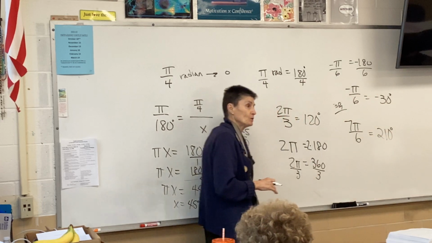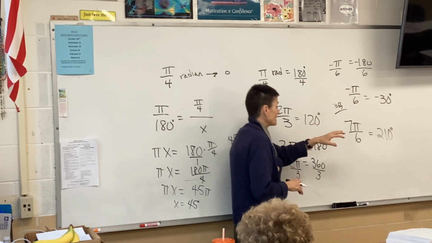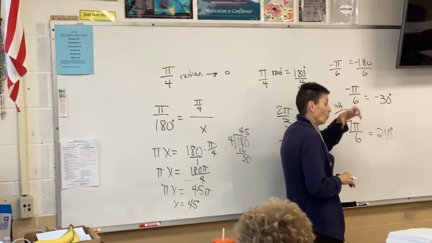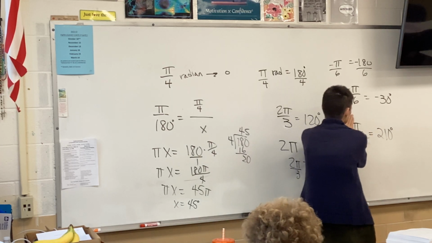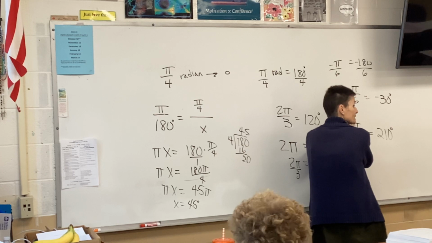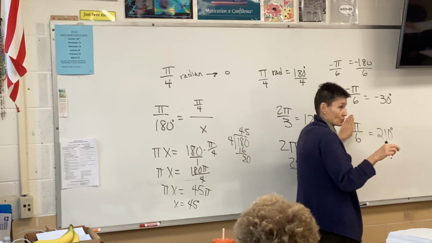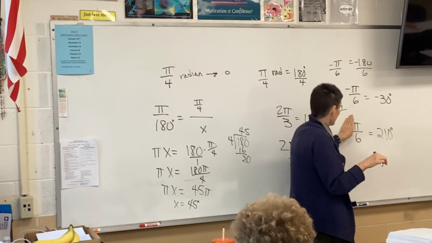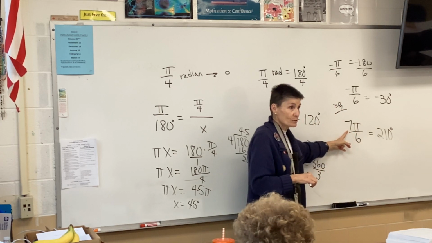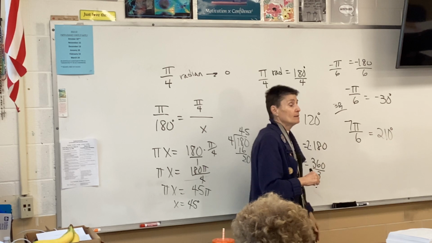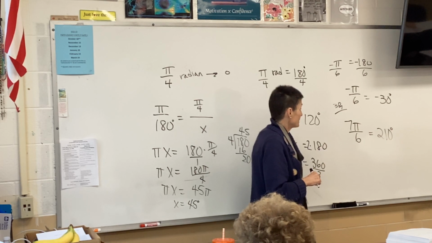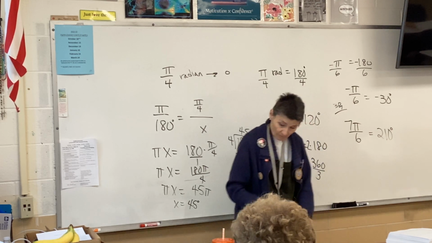Good job. Good job. So, I don't know if you were paying attention as I was walking Scout through. One way to do that is to say, okay, I know what pi is. Pi is 180. A sixth of that is 30. And 7 of those is 7 30s, which is 210. Perfect.